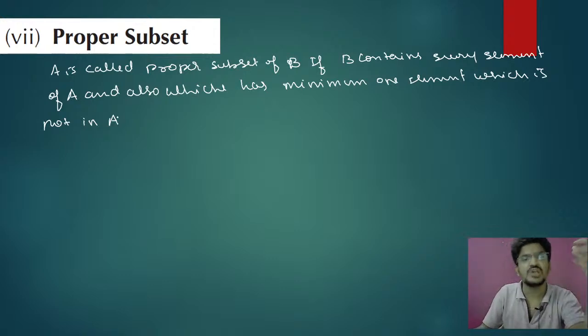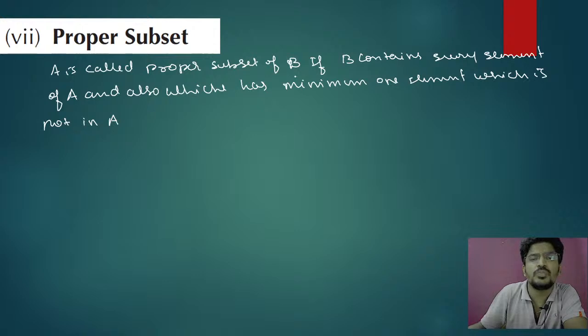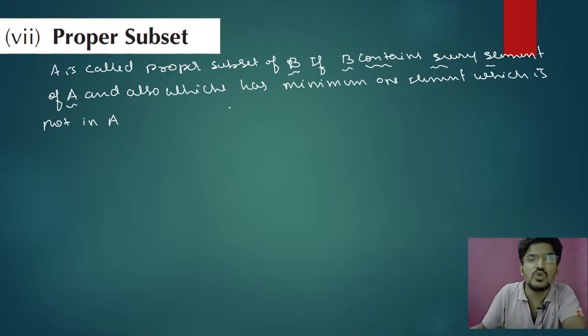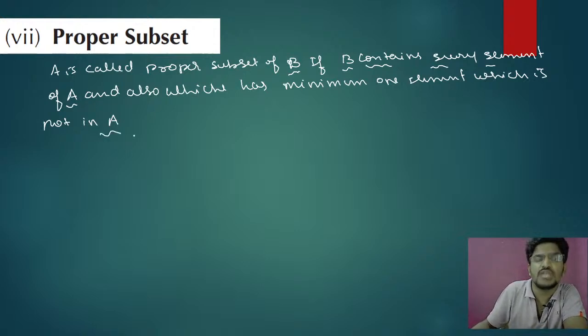So this is how we have to understand the definition. This is not a regular way of writing the text. This is the way of understanding the concept. Here I have not written the textbook language; I have written how we can understand the concept. A is called a proper subset of B if B contains every element of A, and also has at least one element which is not in A.